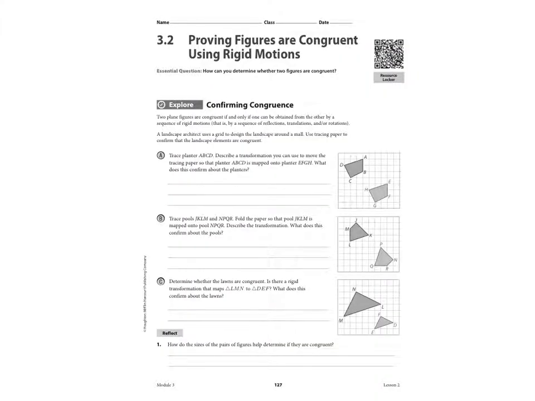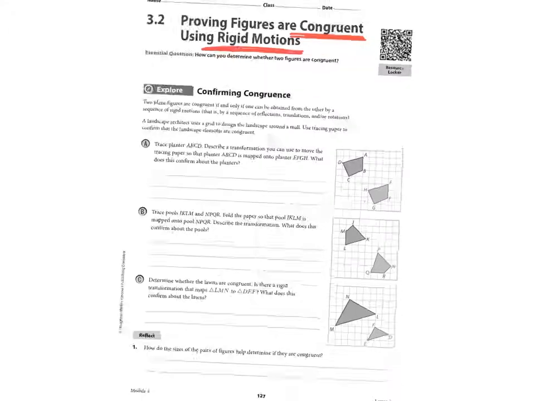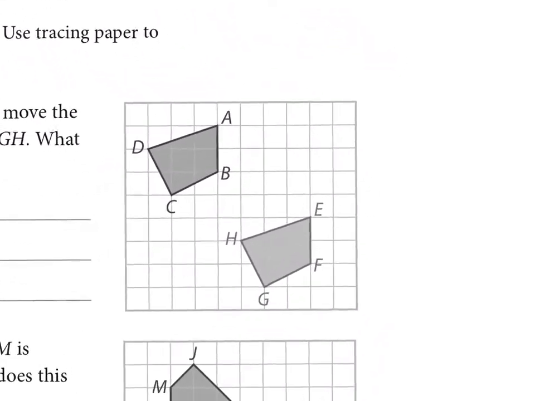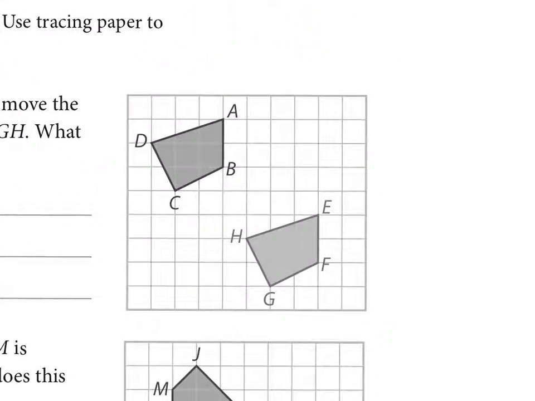All right, so now we're to the last part of our notes, which is section 3.2, proving figures are congruent using rigid motions. So we know that rigid motions and congruence go hand in hand. We're really just using and defining which rigid motions occur so that we know things are congruent. Like they're telling us, I'll show you a problem here. They're telling us that these two figures are congruent, and the question would be why?